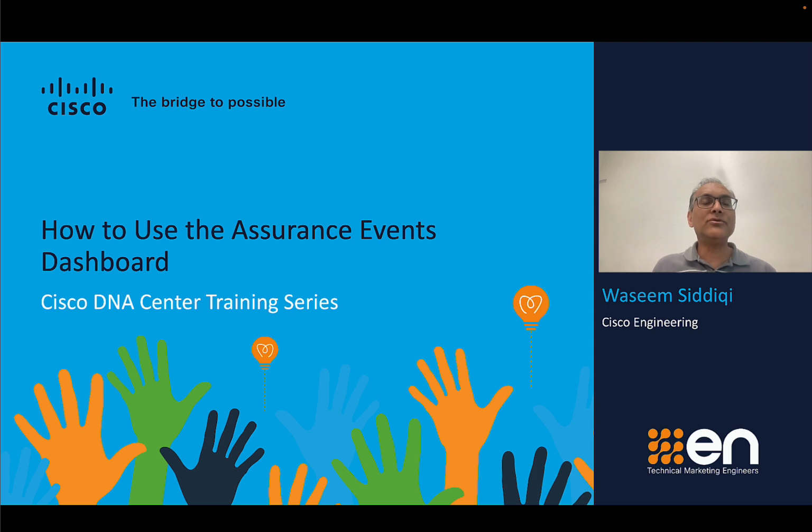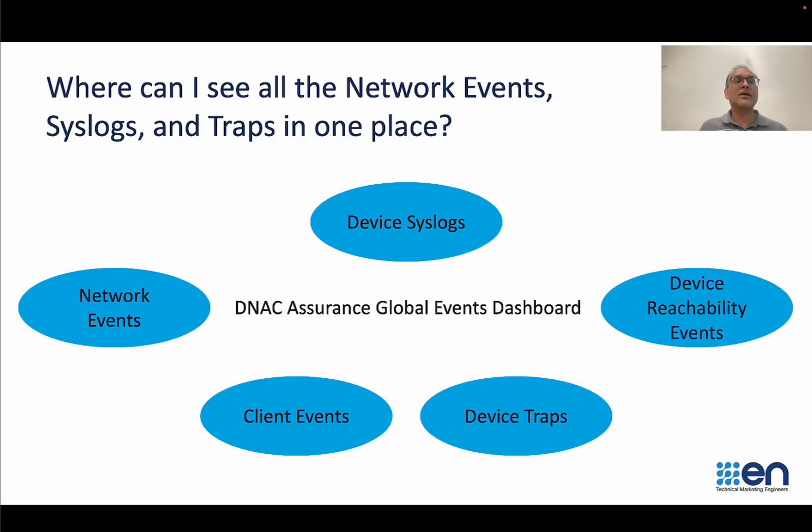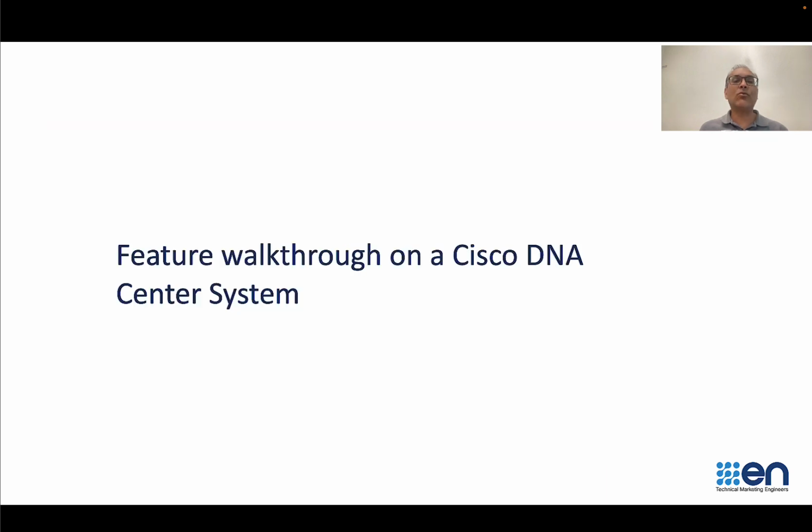Today I will walk you through how to use the DNA Assurance Global Events Dashboard. The Cisco DNA Assurance Global Events Dashboard is a single spot where you can see all the network and client events in one place. You will be able to see all the device syslogs, the network and reachability events, the traps, as well as the wired and wireless client events. So let's walk through a real-life cluster to see this feature.